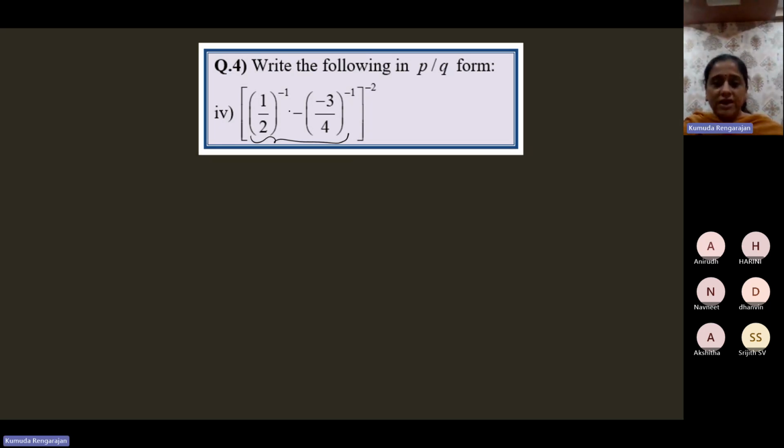And then get the answer inside the bracket. Now supposing the answer in the bracket is 3 by 2, the whole power minus 2. Now you make this negative power positive and find the final answer. Ma'am, if 1 by 2 to the power minus 1, we should take the reciprocal? Correct. You should, and not just the power. Correct.